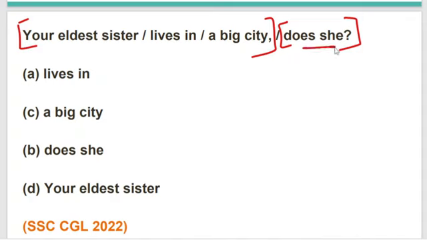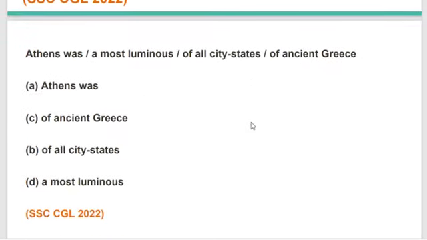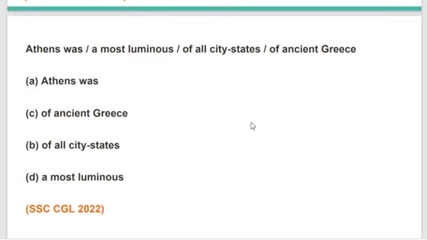So here we have written "does she," which will be replaced with "doesn't she." That means first we are giving a statement and then we are making it an interrogative sentence with the words "doesn't she." So the error is clearly lying in option B, and the words "does she" are replaced with "doesn't she." I hope the sentence is clear to all of you. Moving to the next question.